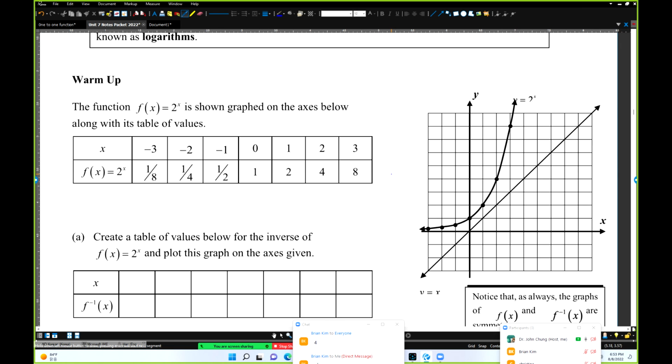Okay, now we have to make a graph over here. We already did the inverse. I have a bug here. Okay, that's fine. This is a 2 to the x graph.